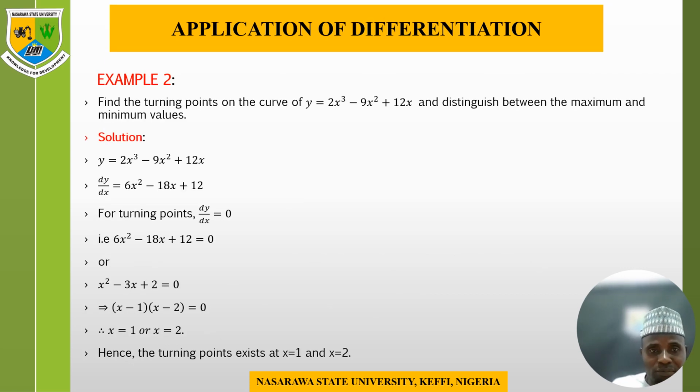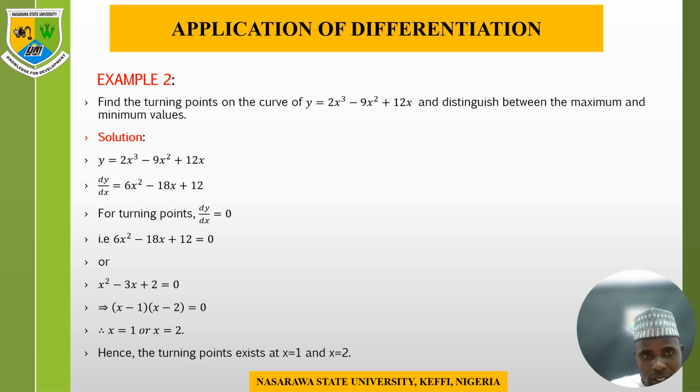The second example is: find the turning points on the curve y equals 2x to the power of 3 minus 9x to the power of 2 plus 12x, and distinguish between the maximum and the minimum values.